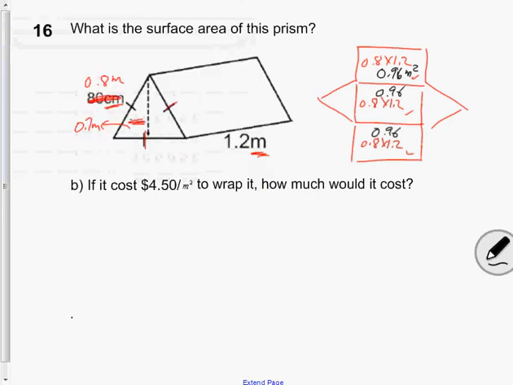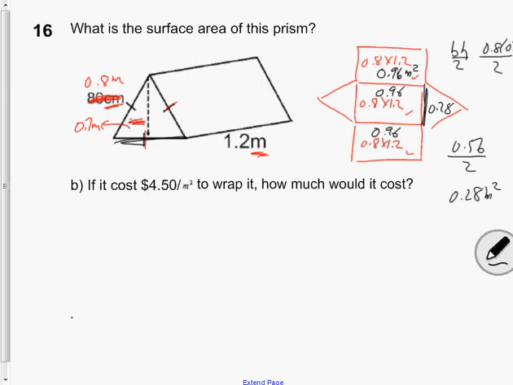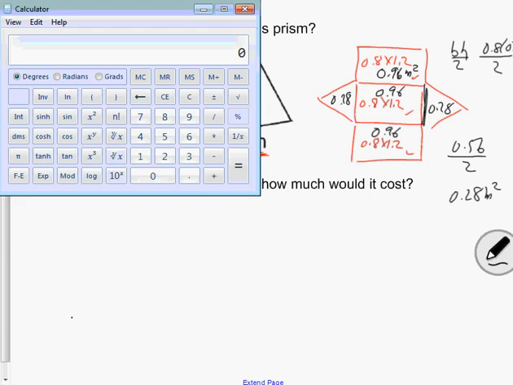And the triangle face, the base of this is right here, which is 0.8. So base times height divided by 2 will be 0.8 times the height, which is 0.7, divided by 2. 0.8 times 0.7 is 0.56, divided by 2, means that each of those faces is 0.28 square meters. So 0.28 and 0.28.